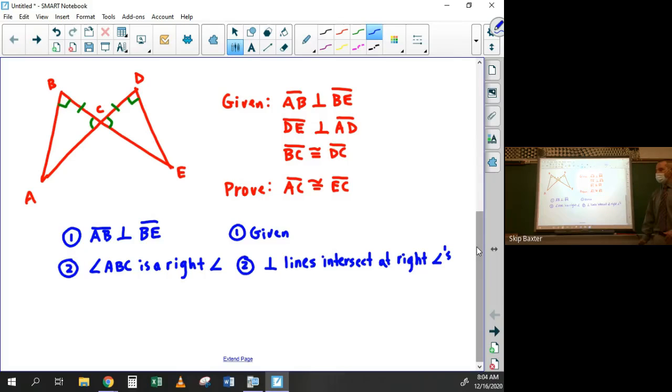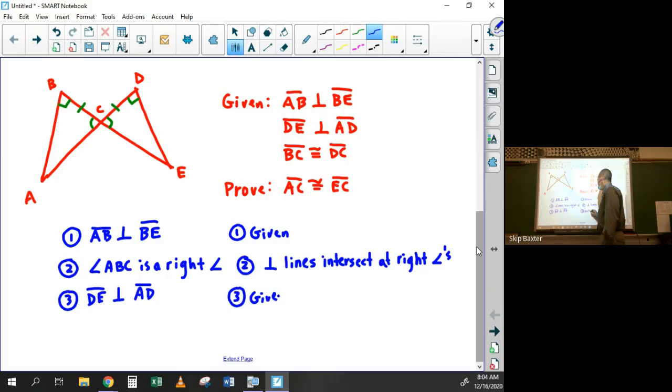It's really just the definition of perpendicular. Then we have to do the same thing for the other right angle. Step 3, DE is perpendicular to BD. That's given. And step 4 is that angle EDC is a right angle, for the same reason as step 2. We'd say perpendicular lines intersect at right angles.